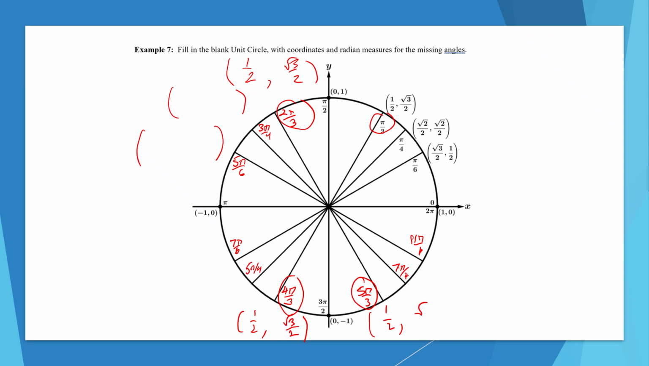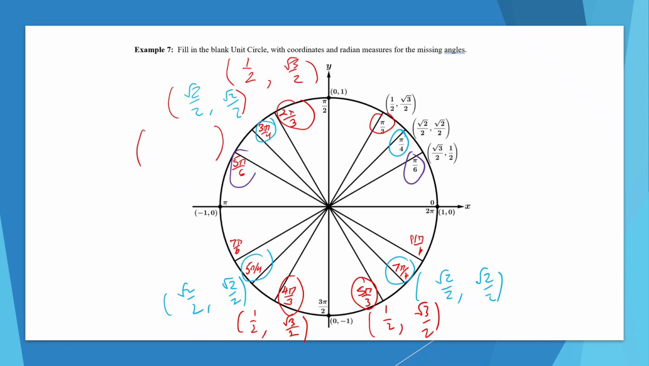Let's do that. There. That should be good. Now, any angle with a blue circle around it, so those 45-degree reference angles, I'm going to write just root 2 over 2 for both sine and cosine. Then finally, for anyone with a 30-degree reference angle, so those 4 there, I'm going to write root 3 over 2 and 1/2 for those respectively.